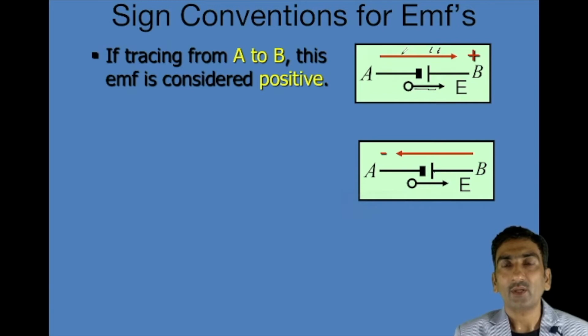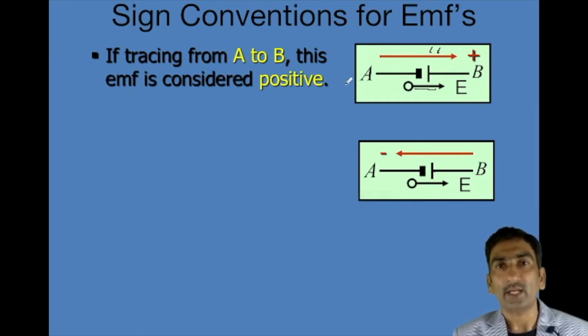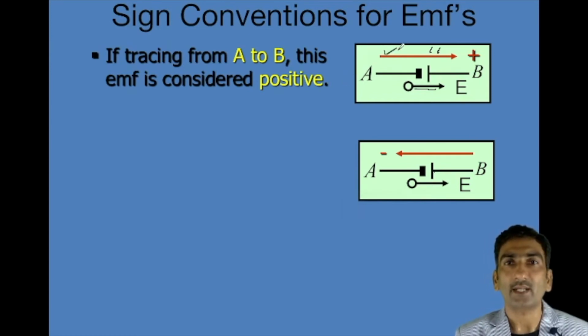Tracing means you have to choose your tracing cycle, whether you are following the loop clockwise or anti-clockwise. So that is this red line. If your tracing direction is the same as your battery's potential sign, or you can say the current over here, then you take this EMF as positive.